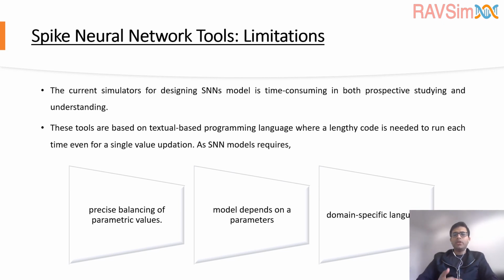As I already mentioned, the spiking neural network model is dependent on those parametric values. And these tools are based on textual programming languages, which means that a user must have enough knowledge about programming. Also, in these tools, a user needs to run lengthy code each time, even for a single update. For example, in a set of parameters, if the user wants to change a single parametric value, they need to run the whole bunch of source code, as SNN models require precise balancing of parametric values.